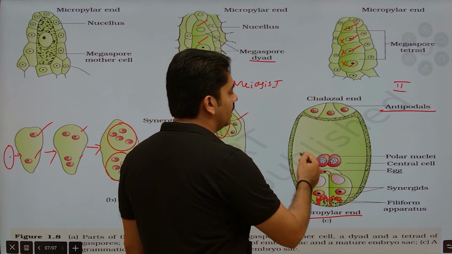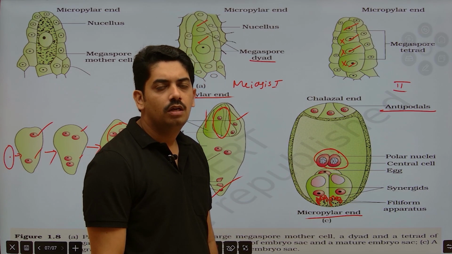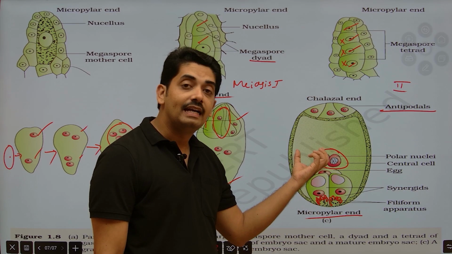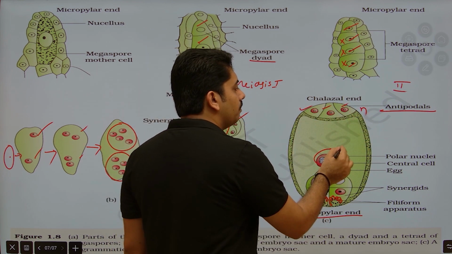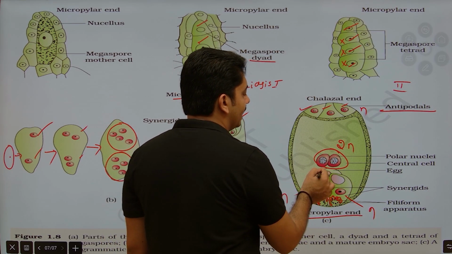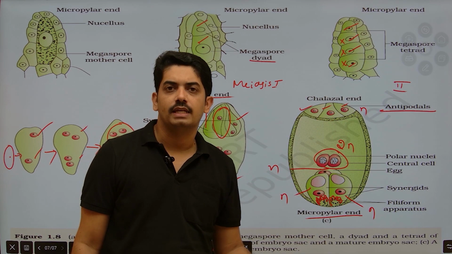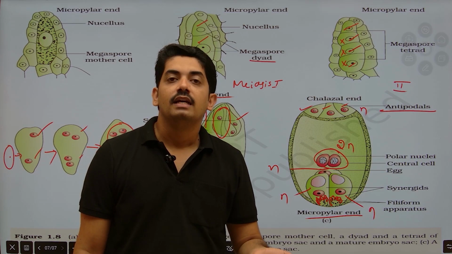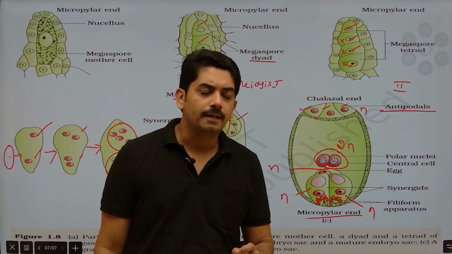And here if you see a very large cell, it has 2 nuclei. The name of the cell is the primary endosperm cell, or you can say polar nuclei. They are diploid. Here antipodal cells are haploid. All the 3 cells are haploid. Polar nuclei is diploid. Synergid is haploid. And what about the egg cell? It is also haploid. Now when you look at the complete embryo sac, how many cells are present? There are 7 cells. How many nuclei are present? 8 nuclei are present.